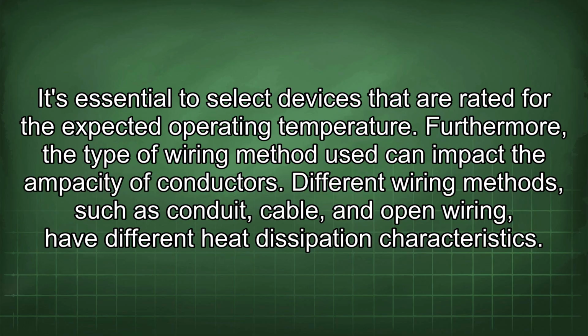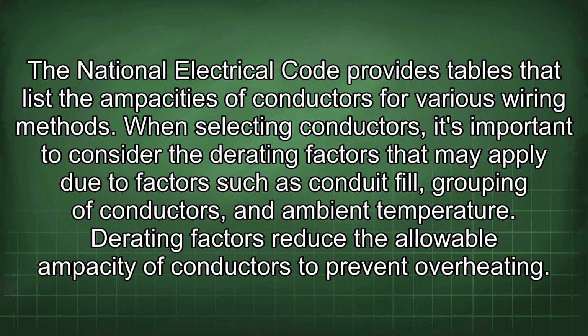Furthermore, the type of wiring method used can impact the ampacity of conductors. Different wiring methods, such as conduit, cable, and open wiring, have different heat dissipation characteristics. The National Electrical Code provides tables that list the ampacities of conductors for various wiring methods. When selecting conductors, it's important to consider the derating factors that may apply due to factors such as conduit fill, grouping of conductors, and ambient temperature. Derating factors reduce the allowable ampacity of conductors to prevent overheating.